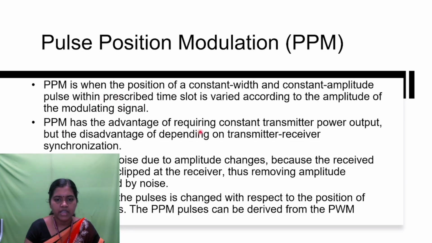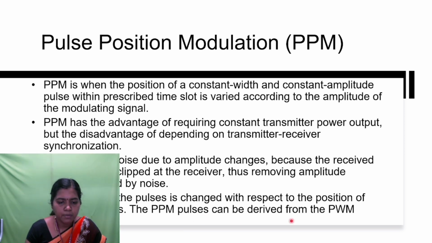It has the advantage of requiring constant transmitter power output, but the disadvantage of depending on transmitter and receiver synchronization. It is one of the disadvantages, because both the transmitter and receiver should have synchronization. Pulse position modulation has less noise due to amplitude changes, because the received pulse may be clipped at the receiver, thus removing the amplitude changes caused by noise. The position of the pulses is changed with respect to the position of the reference pulses. Pulse position modulation pulses can be derived from pulse width modulation.